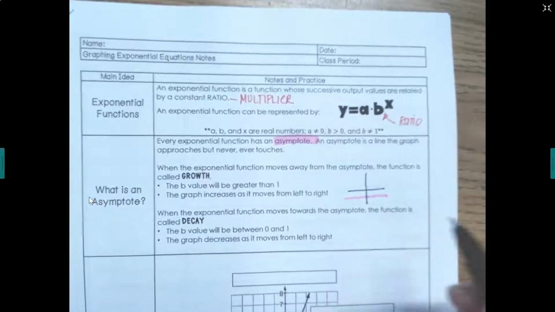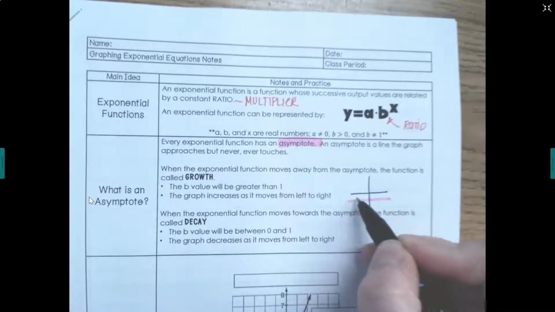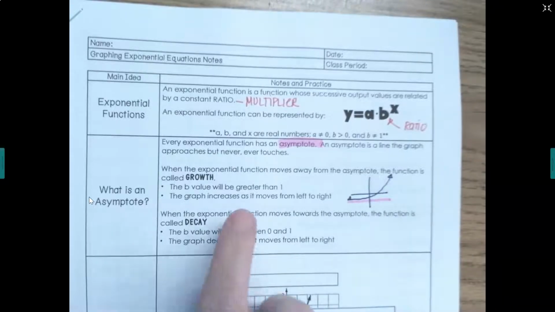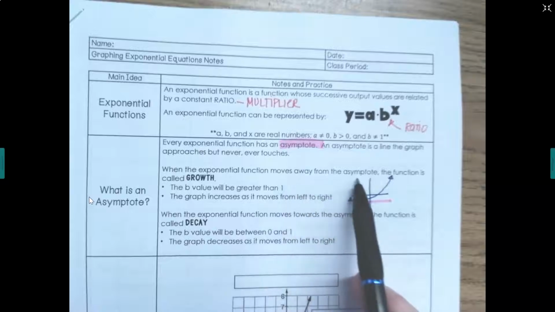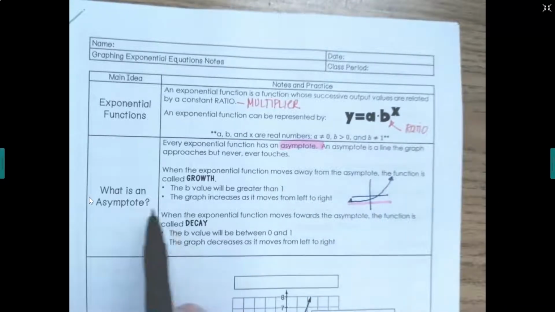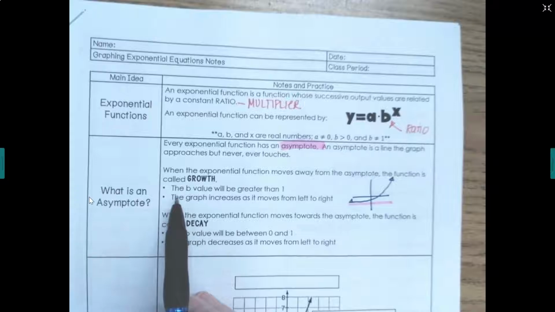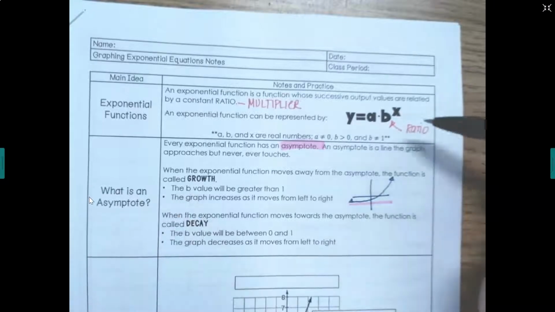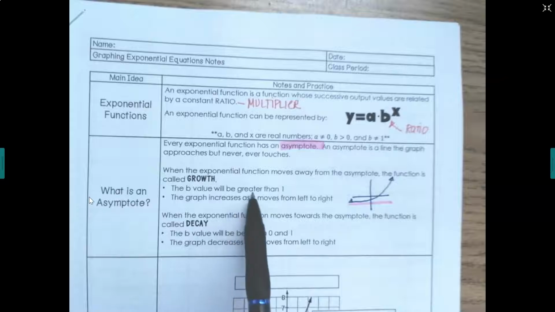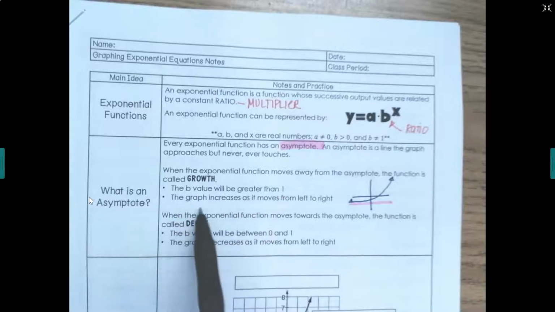A growth exponential function will start really close to the asymptote and then it's going to shoot up and away from it. Okay, so that's what this says, that it's going to move away from the asymptote, because we always read left to right. When we have a growth function, the b value, remember I was saying the b value is the number next to the x, the b value will be greater than 1, and the graph will increase as it moves from left to right. So that's our growth.